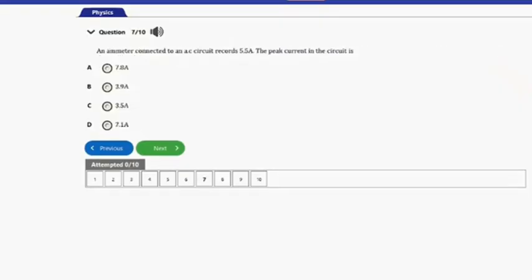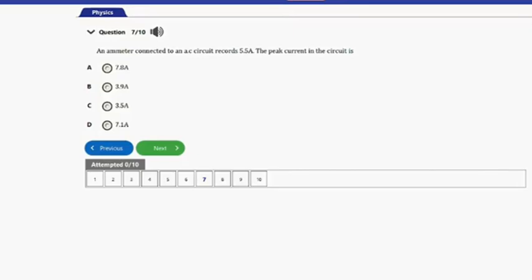So guys, the next question here is question number 7. It says, an ammeter connected to an AC circuit records 5.5 amps. The peak current in the circuit is A 7.8 amps, B 3.9 amps, C 3.5 amps, D 7.1 amps. So guys, this is a very simple one.